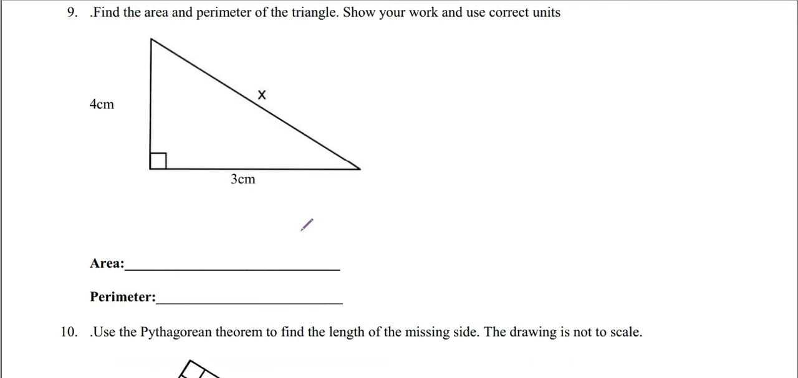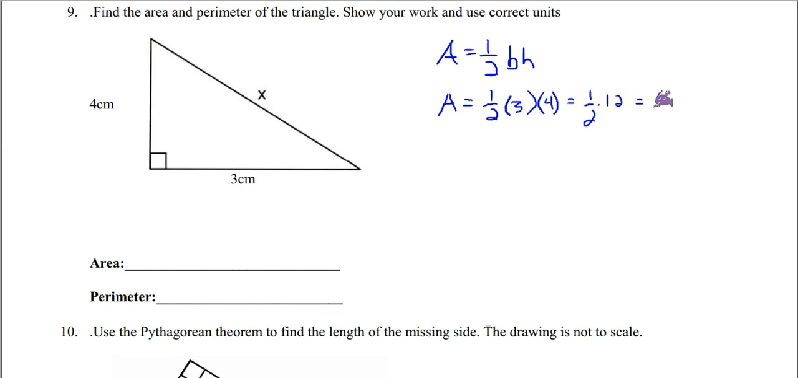Okay, so find the area and perimeter. Well, area is 1/2 base times height. So area is equal to 1/2 times the base times the height. That's 1/2 times 12. Right, 1/2 of 12 is 6. 6 centimeters squared.